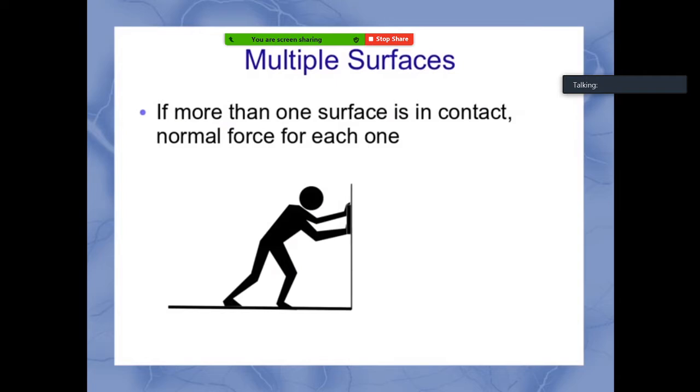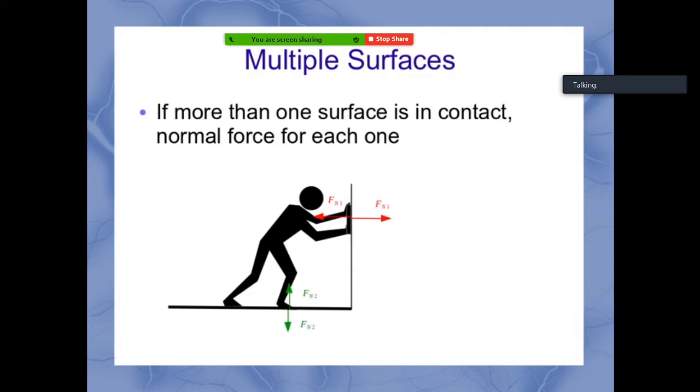Now, if I've got multiple surfaces, like I have in this example, I have to consider a normal force for each one of the points of contact. So for example, up here at my hands, I have a normal force where I'm pushing on the wall and the wall is pushing back on my hands.